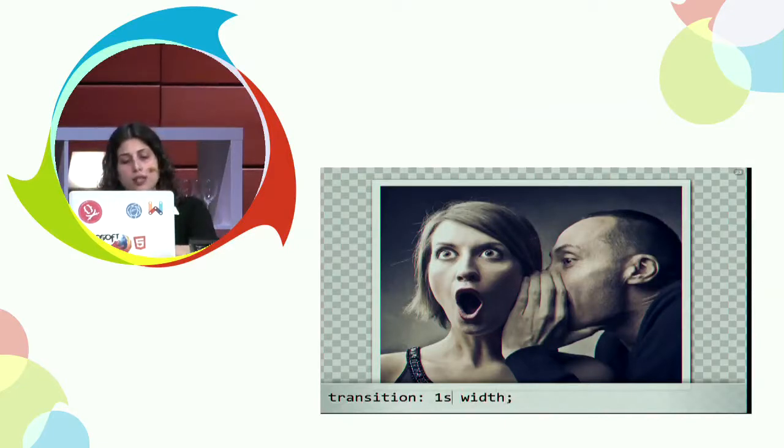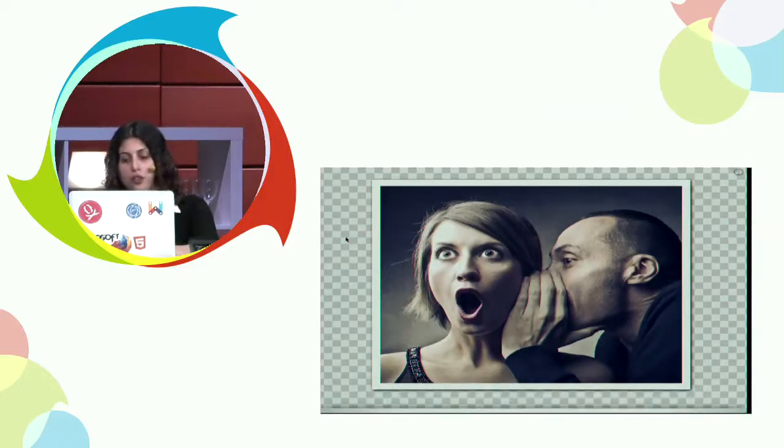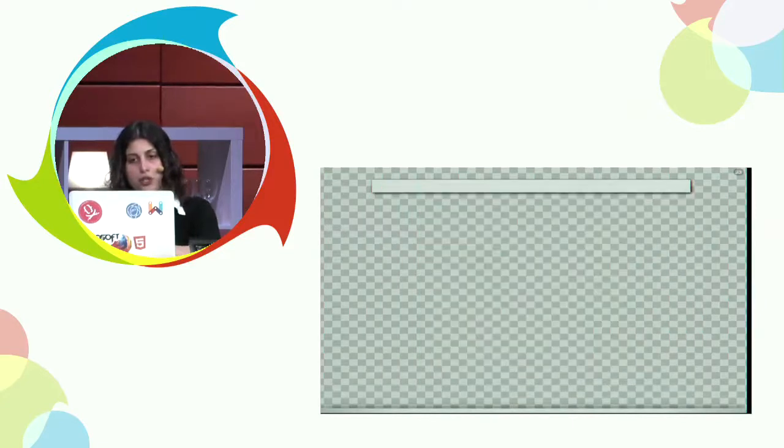So the second thing is you can introduce a delay. If you don't want the width transition to start immediately, you can specify a delay here. So here we've specified a delay of 1 second, which means instead of starting the width transition immediately, start it after 1 second has passed. So as you can see now, the height will transition immediately, but the width will take 1 second to start.